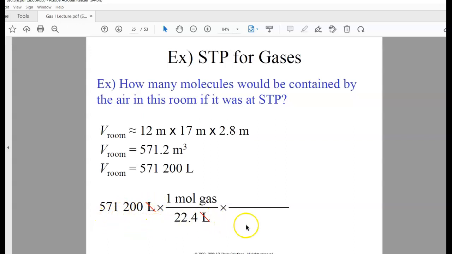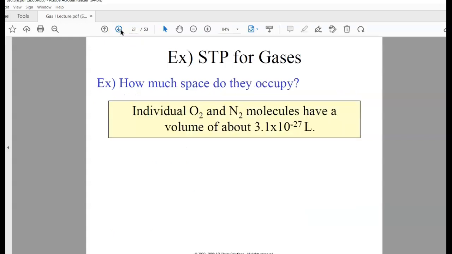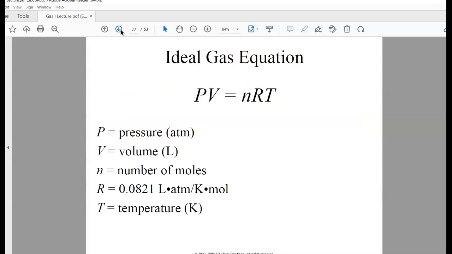571,200 liters times 1 mole of gas per every 22.4 liters. And then we're going to say, okay, that'll give us moles. And then we multiply by Avogadro's number. And we have a huge number of molecules of gas in our room. I can just get rid of this one. We don't need to talk about that.